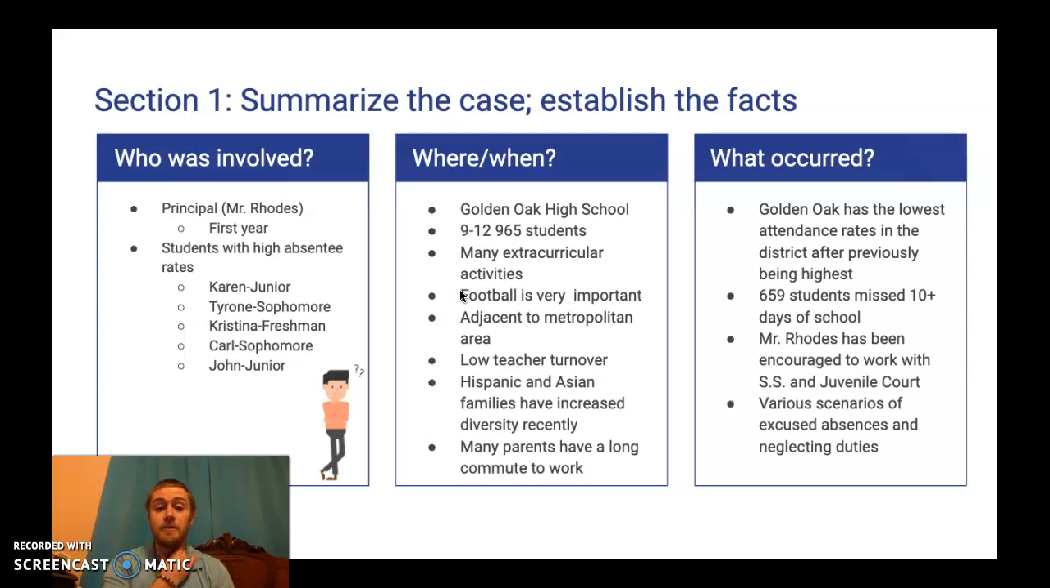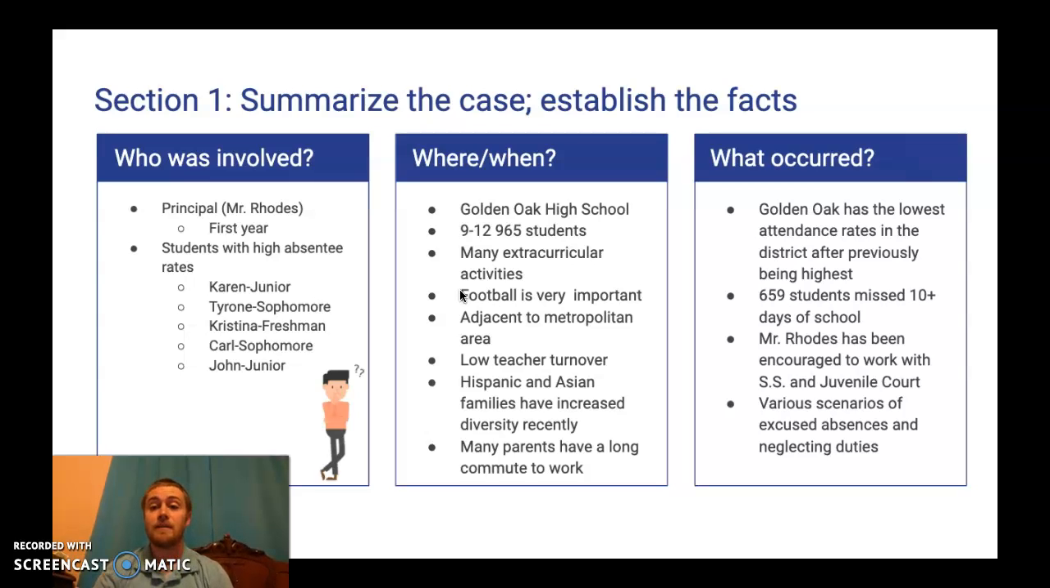There's low teacher turnover, lots of experienced teachers, very few new teachers being brought on year to year. Recently, Hispanic and Asian families have increased diversity in the community. They've been moving in. And another important thing to set the stage is that many parents have a long commute to work, 1 or 2 hours a lot of times, so they are not very involved in their students' lives academically or otherwise. So what occurred?